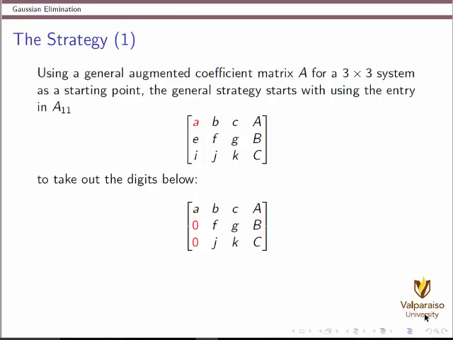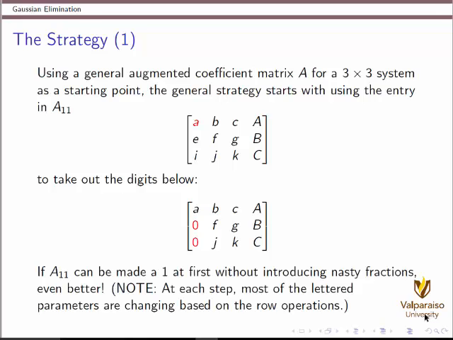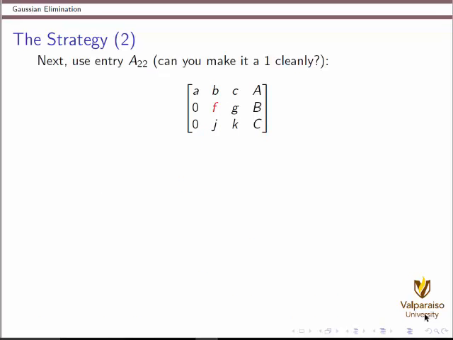But the idea is use the upper left-hand entry, currently called A, to take out the two digits below and turn them into zeros using our elementary row operations. Okay? Now, if you can make that entry a 1 by division of the row by a nice constant, go ahead, but if you see yourself introducing too many fractions, you might want to hold off on that because those fractions will then propagate throughout the process, and it can get gross. So if you can make a 1 nicely, go ahead, otherwise don't worry about it.